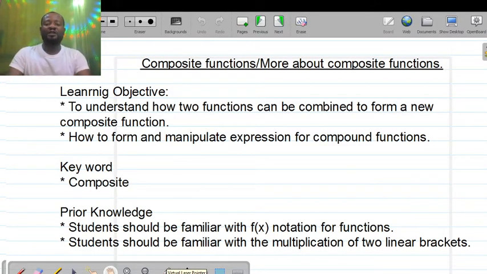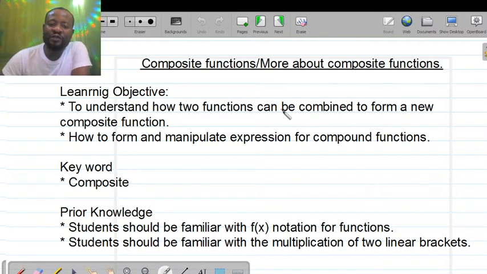In today's topic, we'll be looking at composite function and more about composite function. The learning objective of today's lesson will be on how two functions can be combined, how we are going to combine two functions to form a new composite function. And also we are going to look at how to form and manipulate expressions for composite functions.